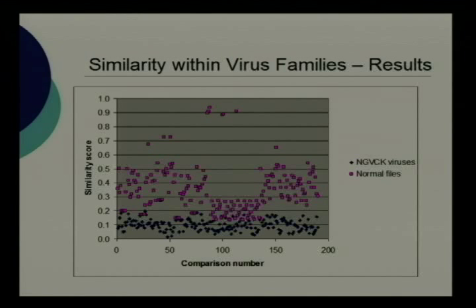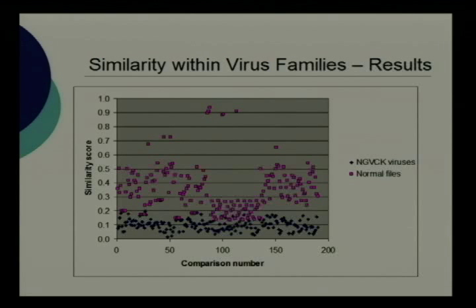Here, we are comparing similarity within a family, meaning we compare virus variants. And we can see all the 190 pairwise comparisons among the NVIC viruses have a score very close to 10%. They have scores ranging from 0.1% to 21%, and the average is 10%.